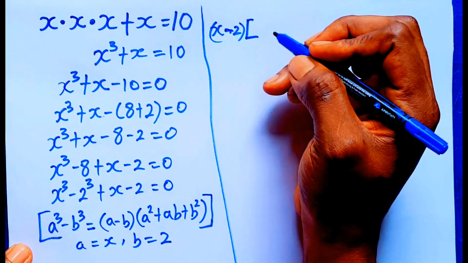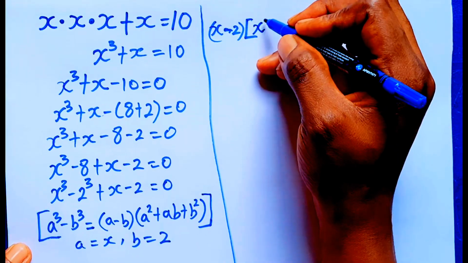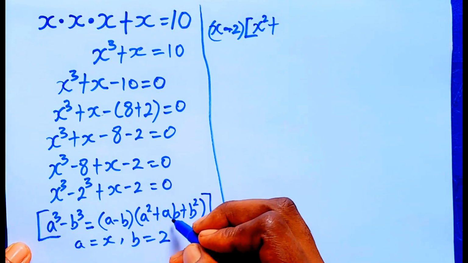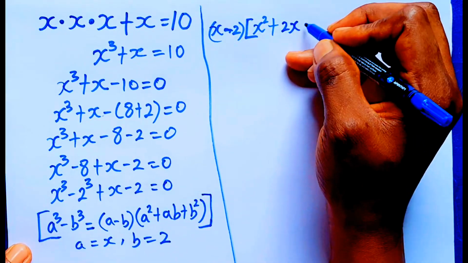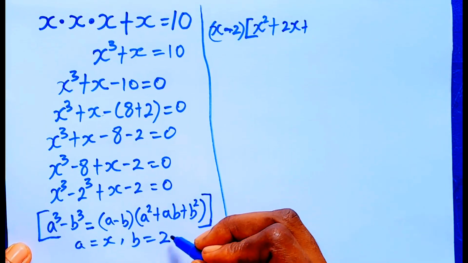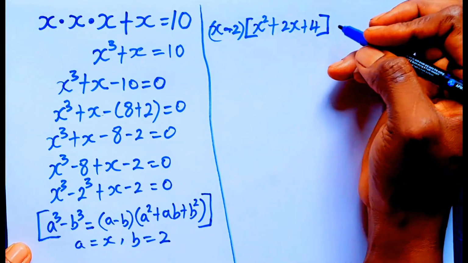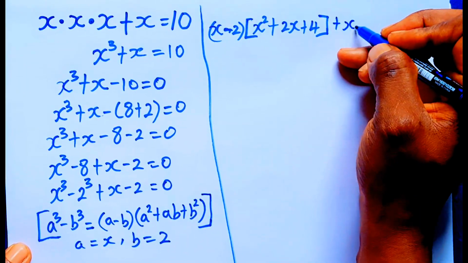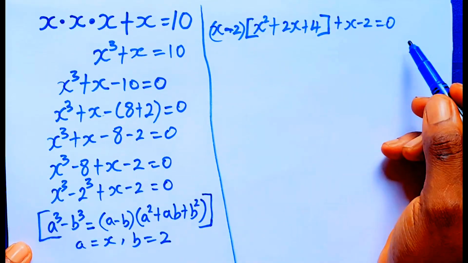Let's open square bracket. A squared, that is x squared, plus ab, that is x times 2, which is 2x, plus b squared, and b squared is 2 squared, and that is 4, okay? Then we'll close this square bracket. Remember that I'll have plus x minus 2, and this equals 0. So this is how our equation looks.